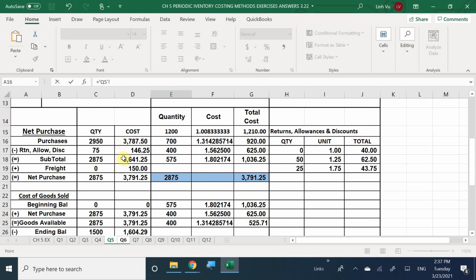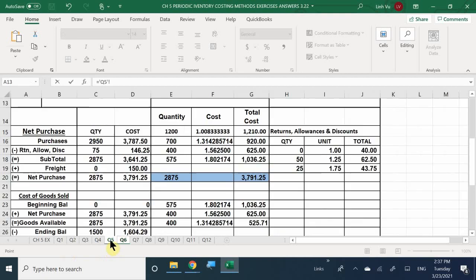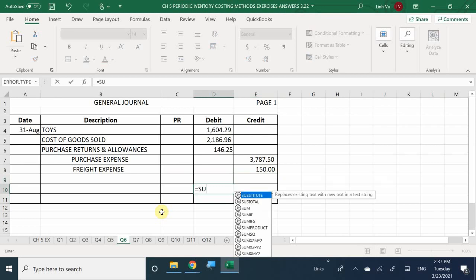I said 36.41.25, okay, but that's taken off. So if you don't, the purchases would be the 37.87.50. So the original purchase price, right? That's what I was saying. Original purchase price. Okay? What about the freight? How much was freight? 150. Good.